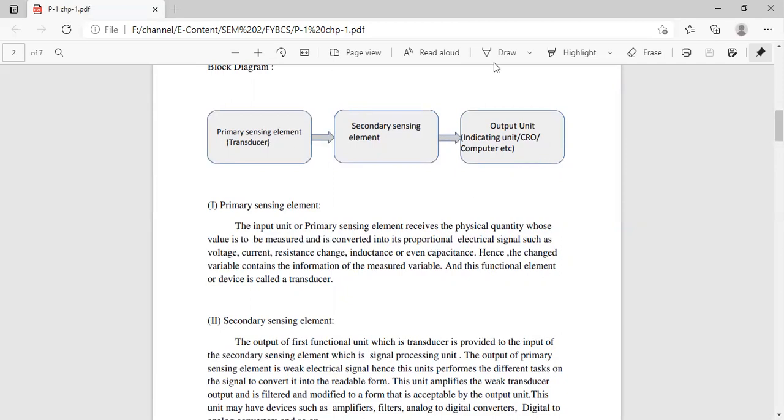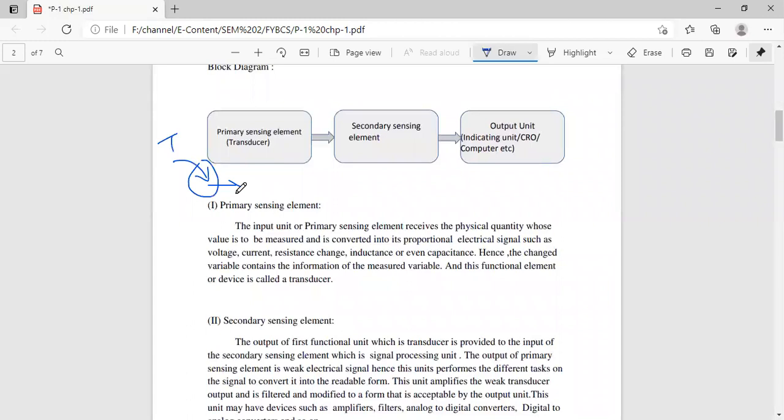All right. So basically what is going to happen here? There is a sensor, and that sensor is going to sense any kind of physical quantity. For example, we'll consider the temperature. This sensor will sense this temperature and it will convert that temperature into its equivalent electrical signal. The electrical signal may be of any type. It may be voltage, current, resistance, inductance, or even a capacitance. So hence the changed variable contains the information of the measured variable.